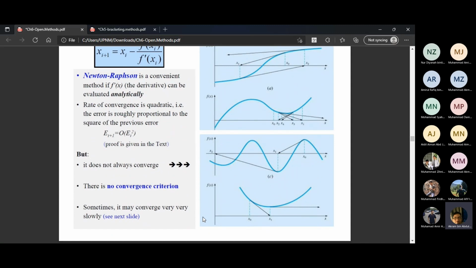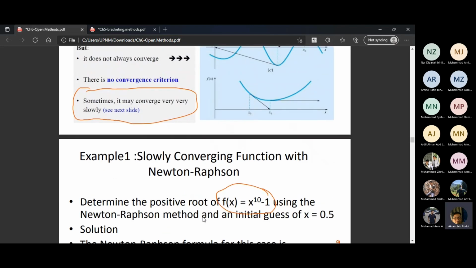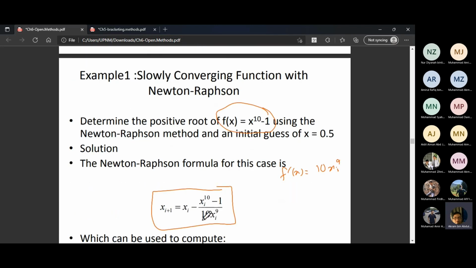In certain cases, sometimes the convergence can happen, but very, very slowly. So, kita tengok contoh. Let's say we have this function, fx equal to x power of 10 minus 1. So, kita cari f prime x equal to 10 x power of 9. Okay, so we build based on the general Newton Raphson formula. So, we will create a new equation as follows.